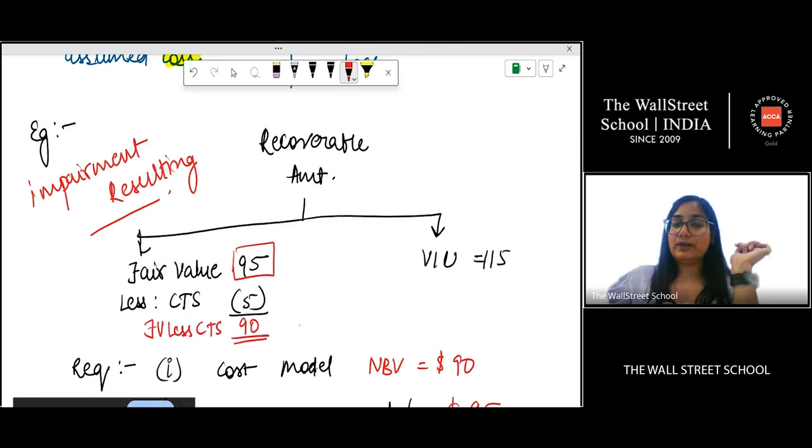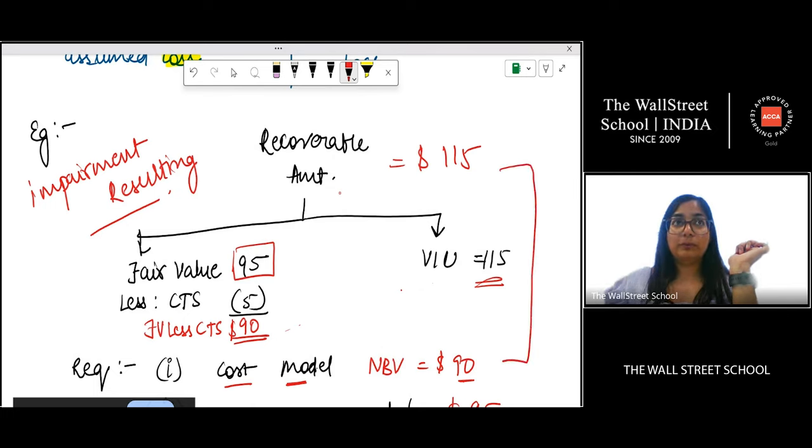is how much? 90 over here. And value in use is 115. So in that case, which is higher? Value in use, it is 115. And in the books of accounts, what is the value that I've recorded under cost model? 90. So is there an impairment that has happened? There is no impairment. That means we do not have to change. So in this case, no impairment.